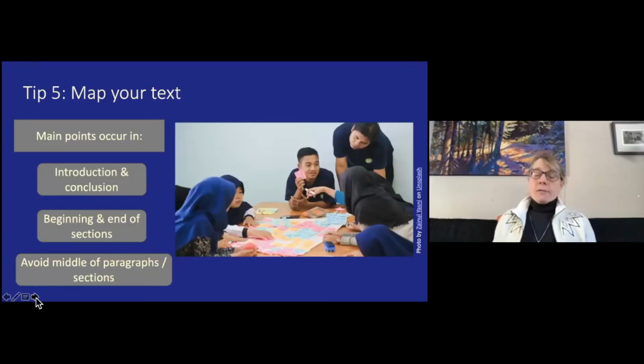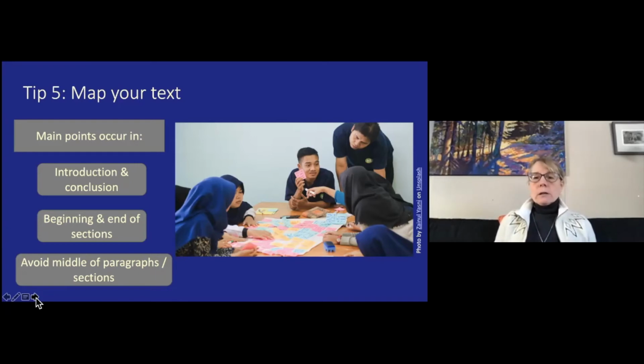Tip number 5, map your text. Now, this is something that I started doing when I had a paper that was an absolute complete mess. And when I say map the text, I mean that literally. So there's various ways you can do it. You can print it out and use Post-it notes like they're doing in the photograph here, or you can use highlighters or just a pen.